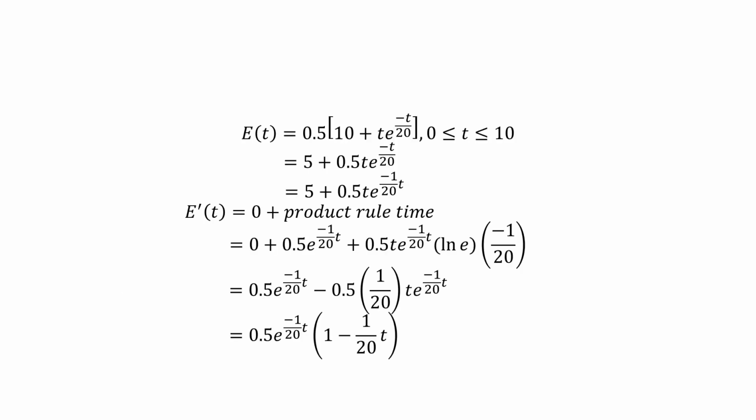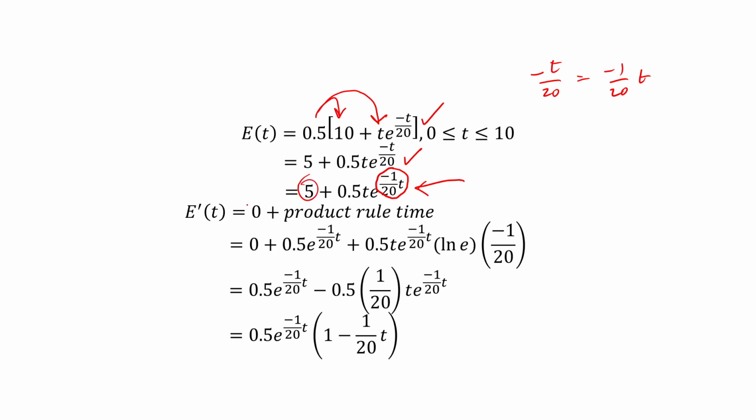So what we're going to do, given this function, is first of all, we can distribute that 0.5, and we'll get 5 plus 0.5 t e to the exponent negative t over 20. We'll re-express negative t over 20 as negative 1/20th t. So this quantity that you see circled here is actually in the exponent. Now, what we're going to do is differentiate this expression and set it equal to 0.